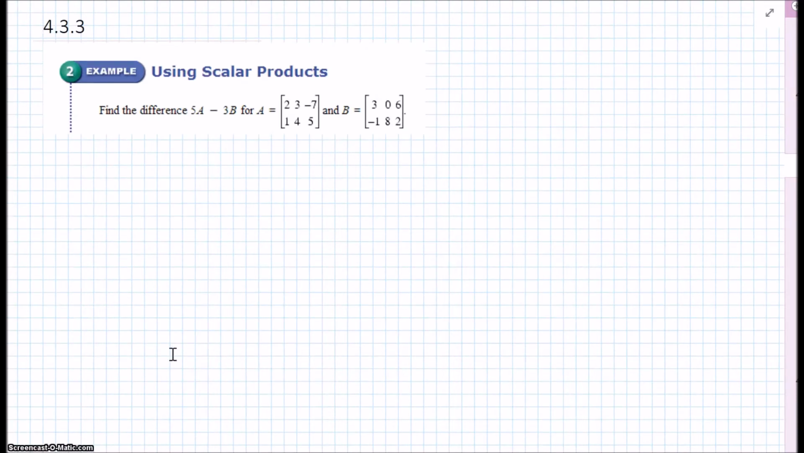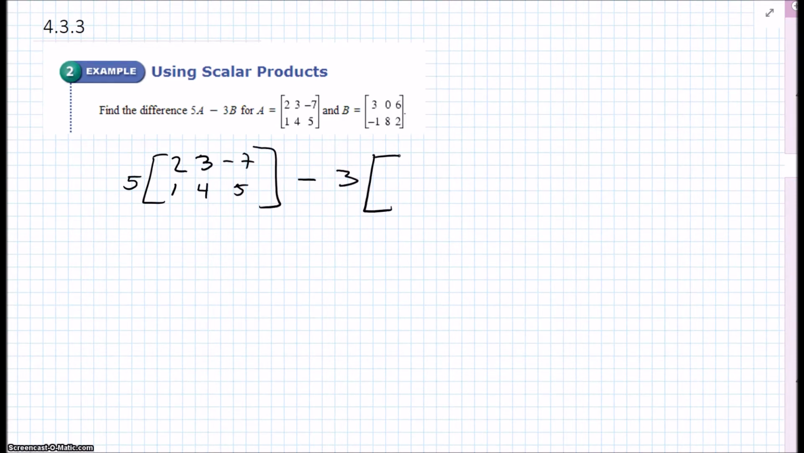Find the difference 5A minus 3B, for matrix A, a 2 by 3 matrix, and matrix B, also a 2 by 3 matrix. So we're just going to multiply matrix A by the scalar 5. So let's set that up. 2, 1, 3, 4, -7, 5. And we're going to subtract 3B. That's 3, 0, 6 up top, -1, 8, 2. So, set the first one up. Again, we're just going to distribute the 5 to every element.